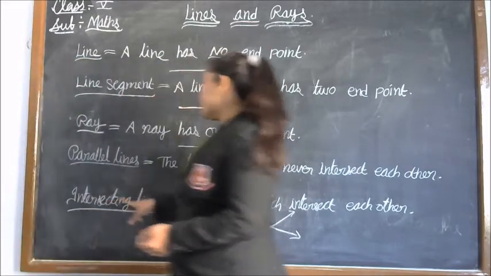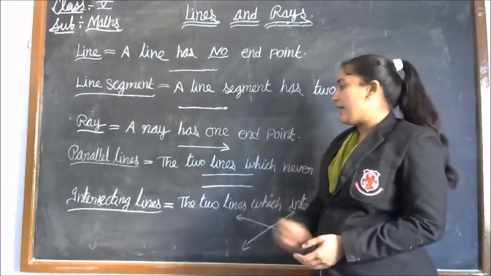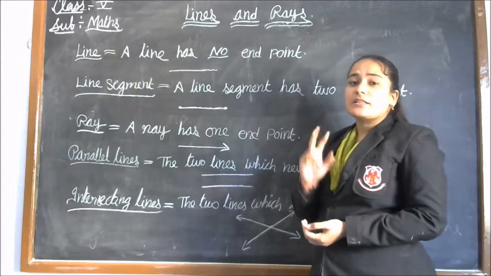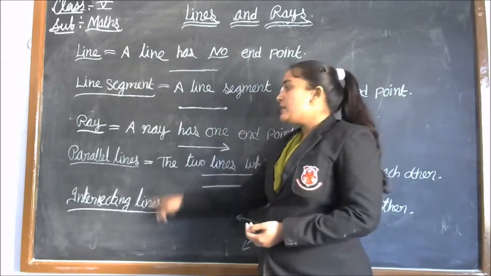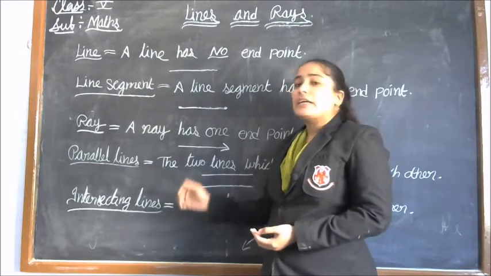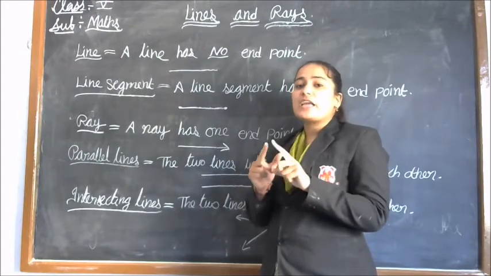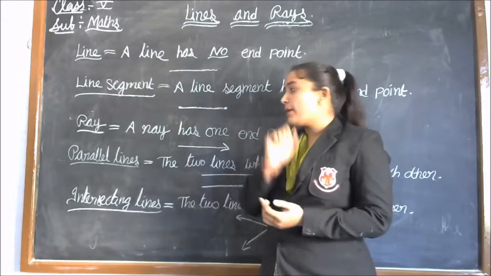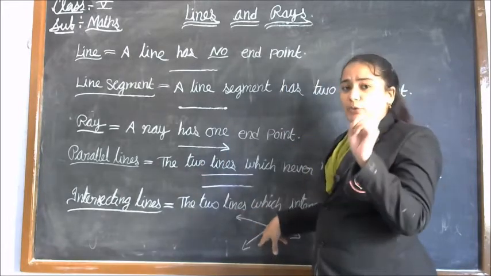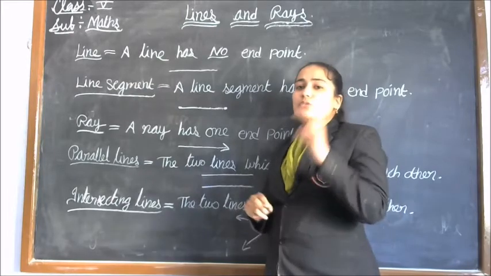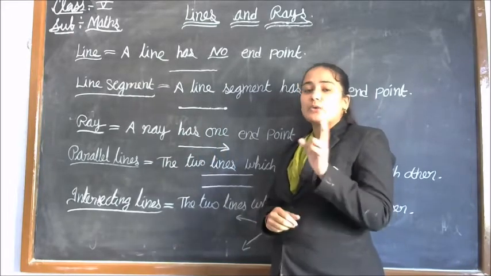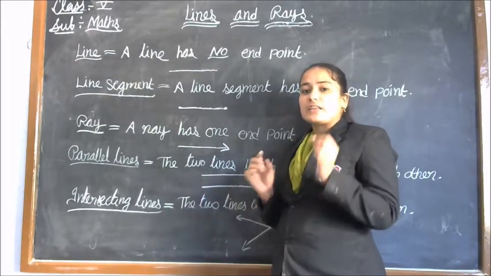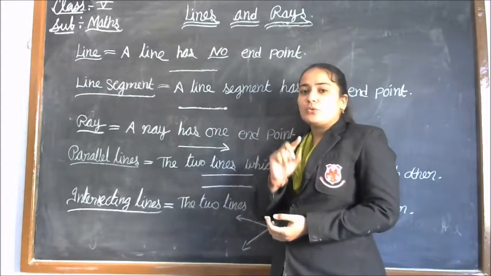Next one is intersecting lines. In intersecting lines there are also two lines, but it is the opposite of parallel lines, because in intersecting lines the two lines can intersect at one point, which means they can cut each other at one point. In parallel lines the two lines cannot intersect each other, and in intersecting lines the two lines can cut each other at one point.